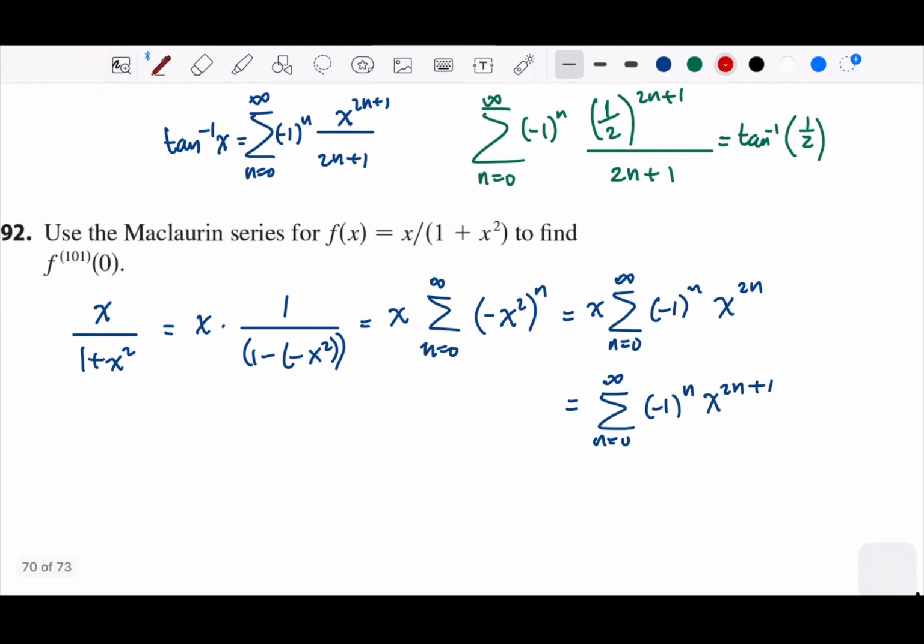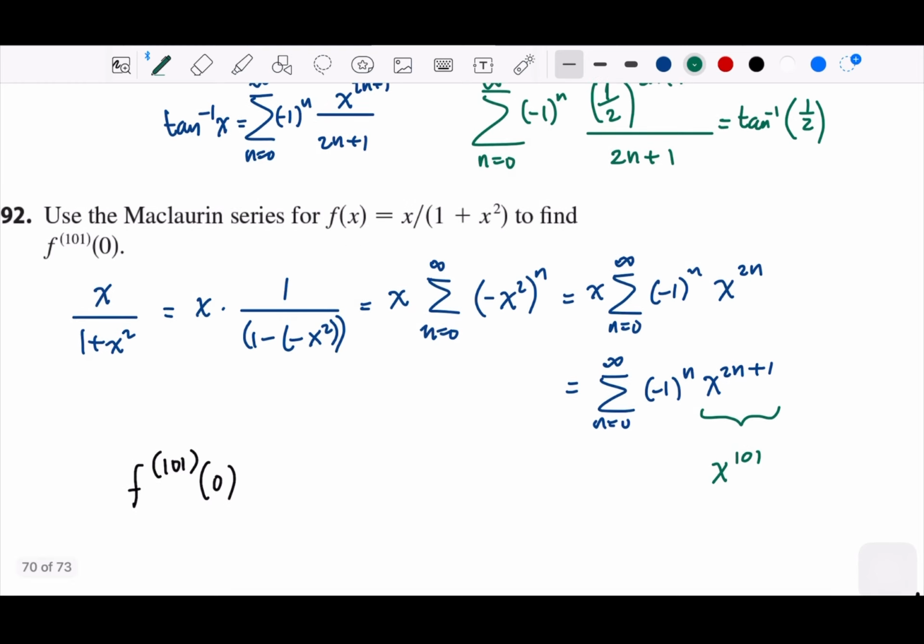Okay, now because we need to find f^(101), which means the derivative 101 times, right? We need to differentiate 101 times. Then this part here, we need to find when the power of x is 101, right? x with power of 101. Remember that our coefficient for the Maclaurin is f^(n)(0) over n factorial, right?